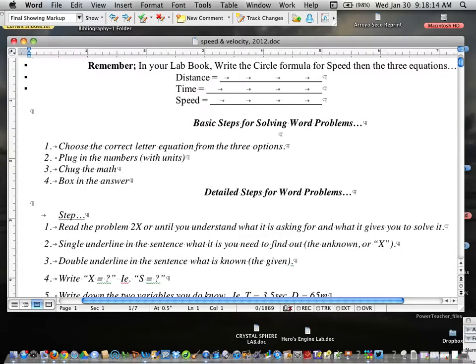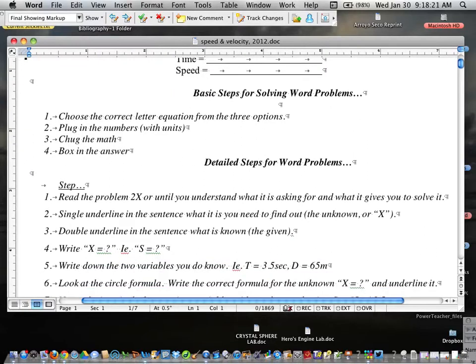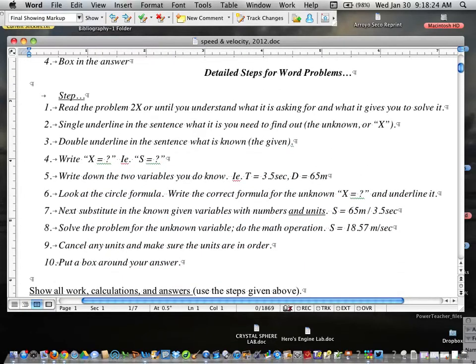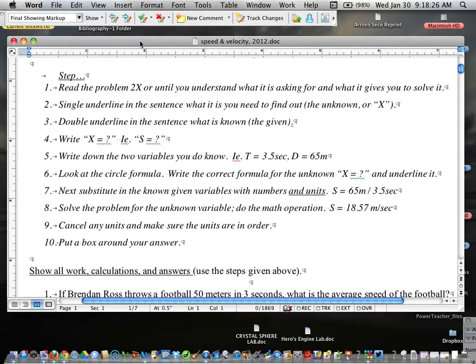Realize that you have to choose the correct letter equation from the three options, plug in the numbers, chug the math, and box in the answer. That's the basics. More detailed, however, if you don't understand the problem the first time around, read it again. Single underline what it is you need to find out. That's the unknown, or the X. Double underline what you do know. You will be given two knowns, and you have to solve for one unknown.